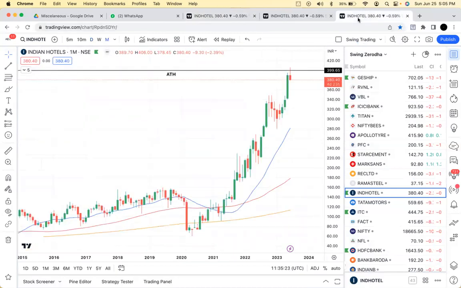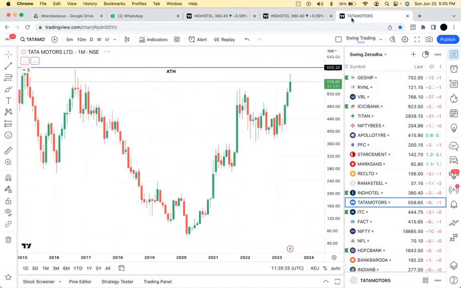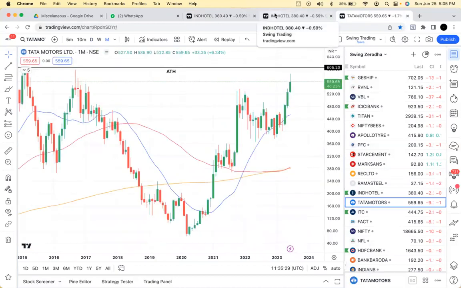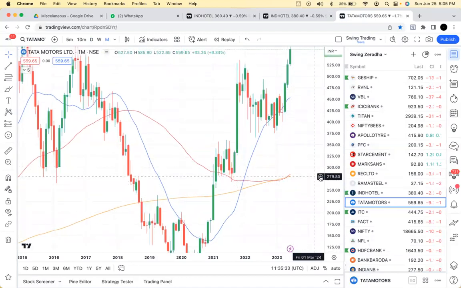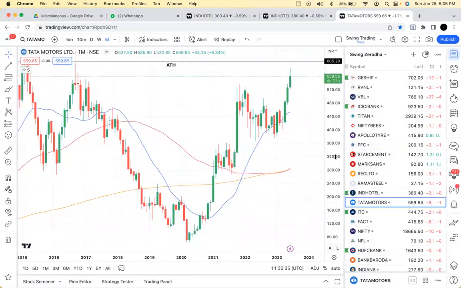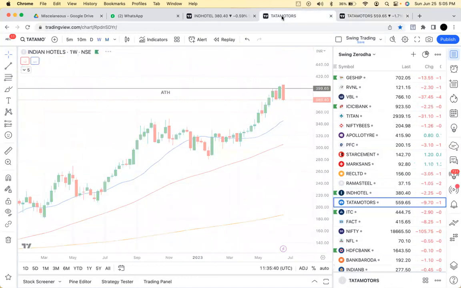All right. Now we'll go to the next one on the monthly. Tata Motors. All right. How does it look? Yep. Good. Fairly good. The 20 and the 60 are kind of there, too close. But let's see what the weekly looks like for Tata Motors.